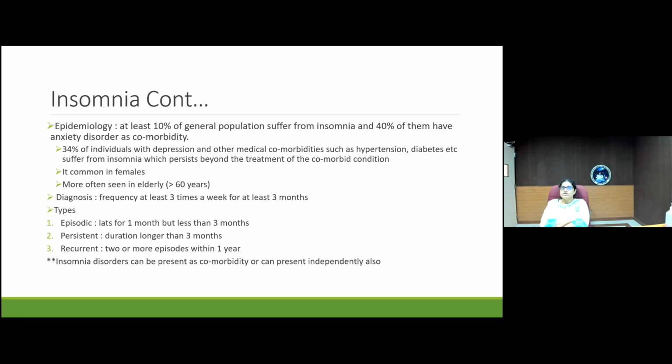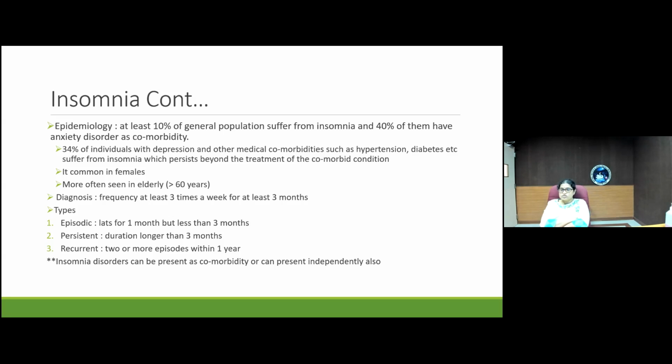That is, if we have an individual with depression, his depression might reduce, but he might continue to have sleep disturbances. Similarly, a person with uncontrolled hypertension or diabetes can develop insomnia, but despite getting his medical conditions under control, insomnia continues to be present. It is commonly seen in females and more often in the elderly. It increases with age, but however, in younger age groups, it is not uncommon to be found.